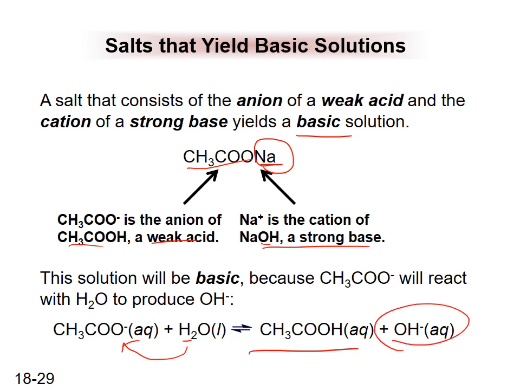The solution is basic. So again, how do you remember that? Strong side wins. Acetate comes from a weak acid, and sodium comes from sodium hydroxide, a strong base. So the base wins, and therefore the solution is basic. Again, the real reason is the reaction of acetate, the anion, with water to give hydroxide.